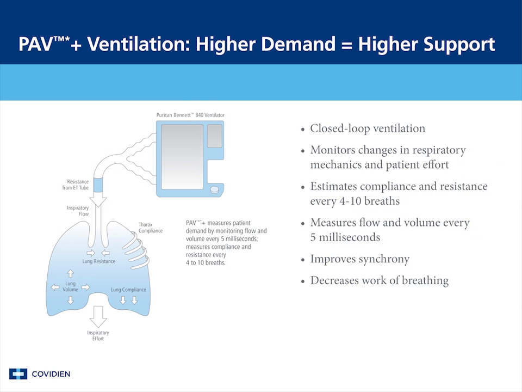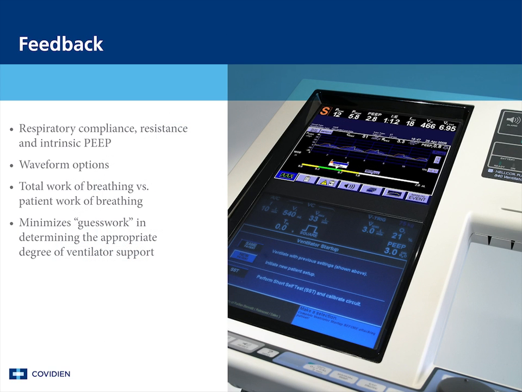The PAV Plus option offers a form of closed-loop ventilation that automatically adjusts the amount of support when faced with changes in respiratory mechanics and patient effort. The ventilator monitors these changes in two ways. First, it estimates resistance and compliance every 4 to 10 breaths. Second, the ventilator measures flow and volume every 5 milliseconds. This improves the patient's ability to initiate or terminate a breath, which helps to improve patient ventilator synchrony, potentially reducing the work of breathing.